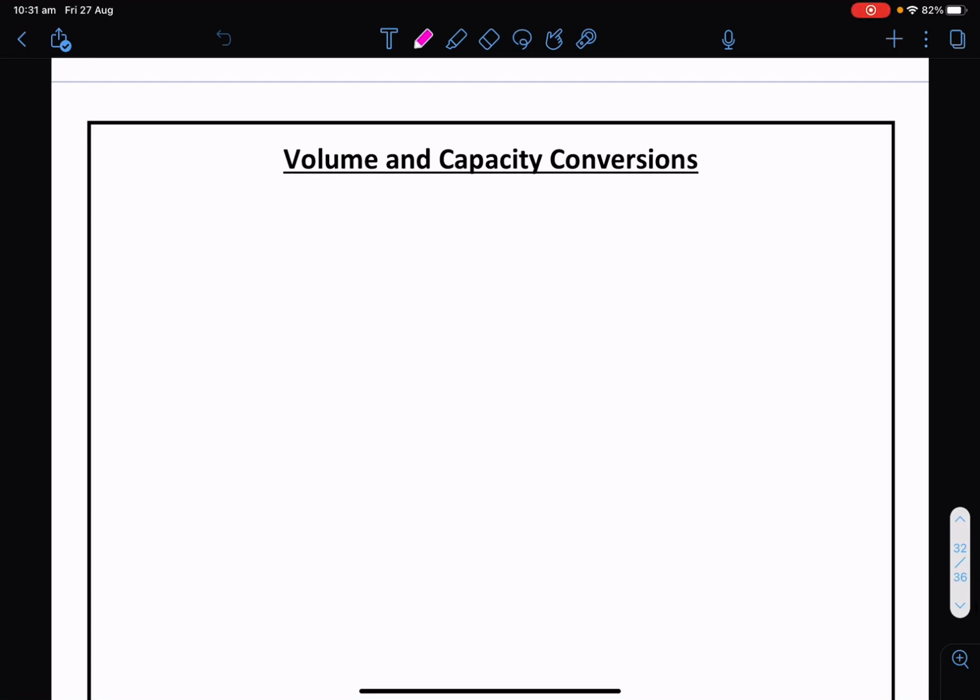Okay, we're looking at volume and capacity conversions. We're going to start with a couple of conversion tables, and we're going to quickly put up our volume conversion table that we were previously using, because we'll use it in this one again. So let's go through and we'll look at kilometers cubed. Actually, I don't think we've done volume conversions yet, so we'll go through that first.